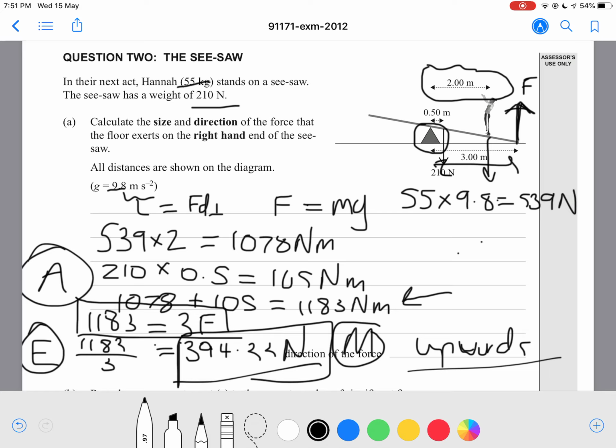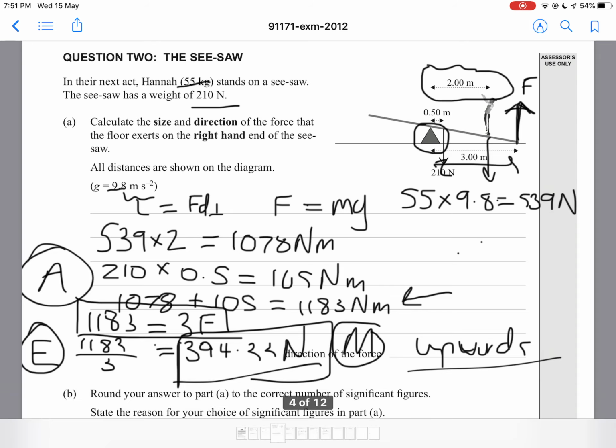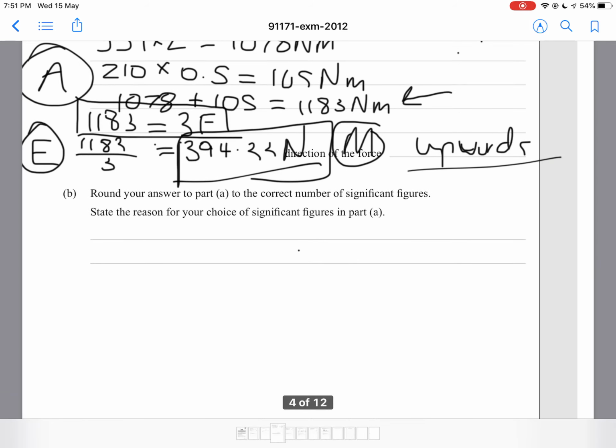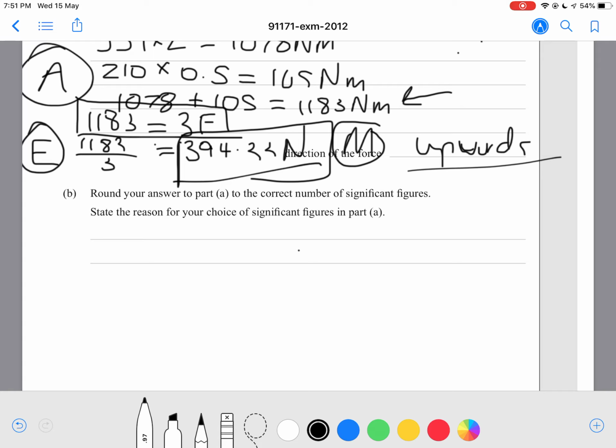All of these three measurements are given in 2 SF. Meaning that you'll also round your answer to 2 SF. So therefore, you're going to be rounding this answer right here. You'll be rounding that to 2 SF, and that becomes 390 newtons.